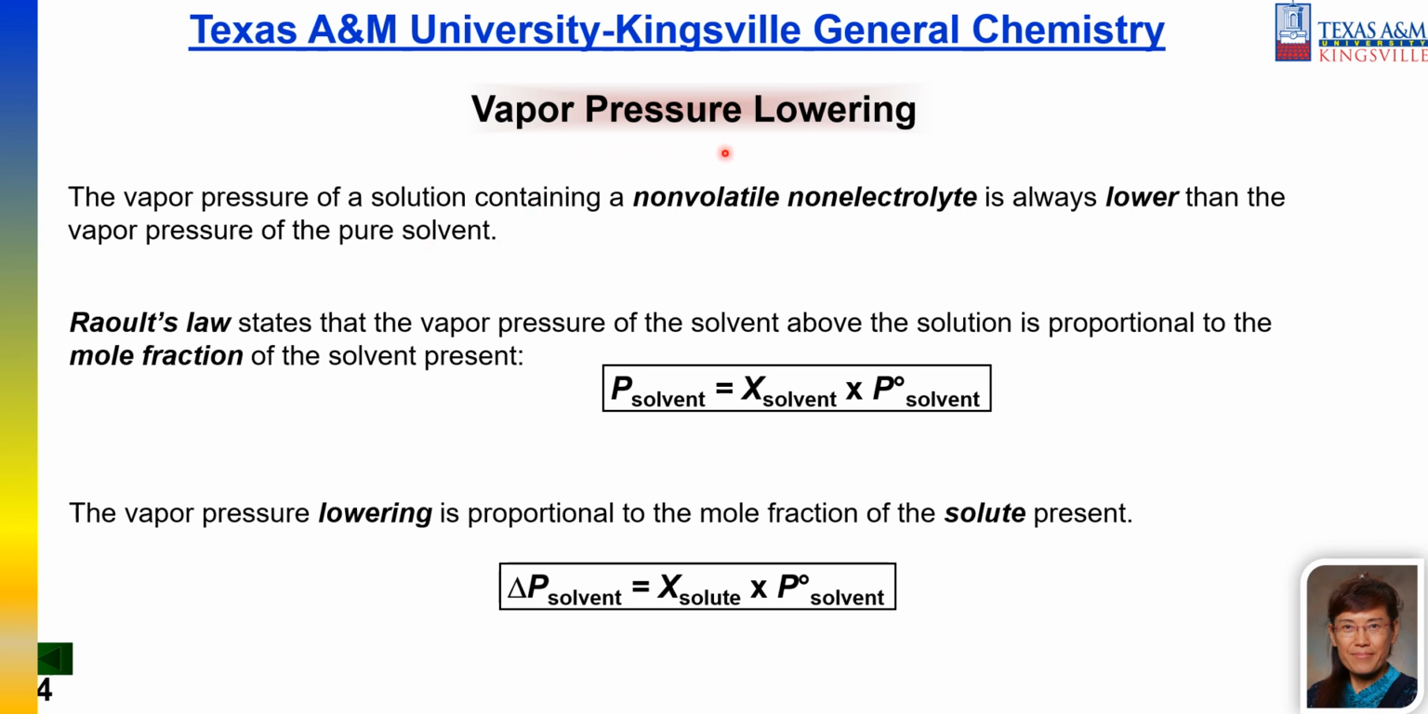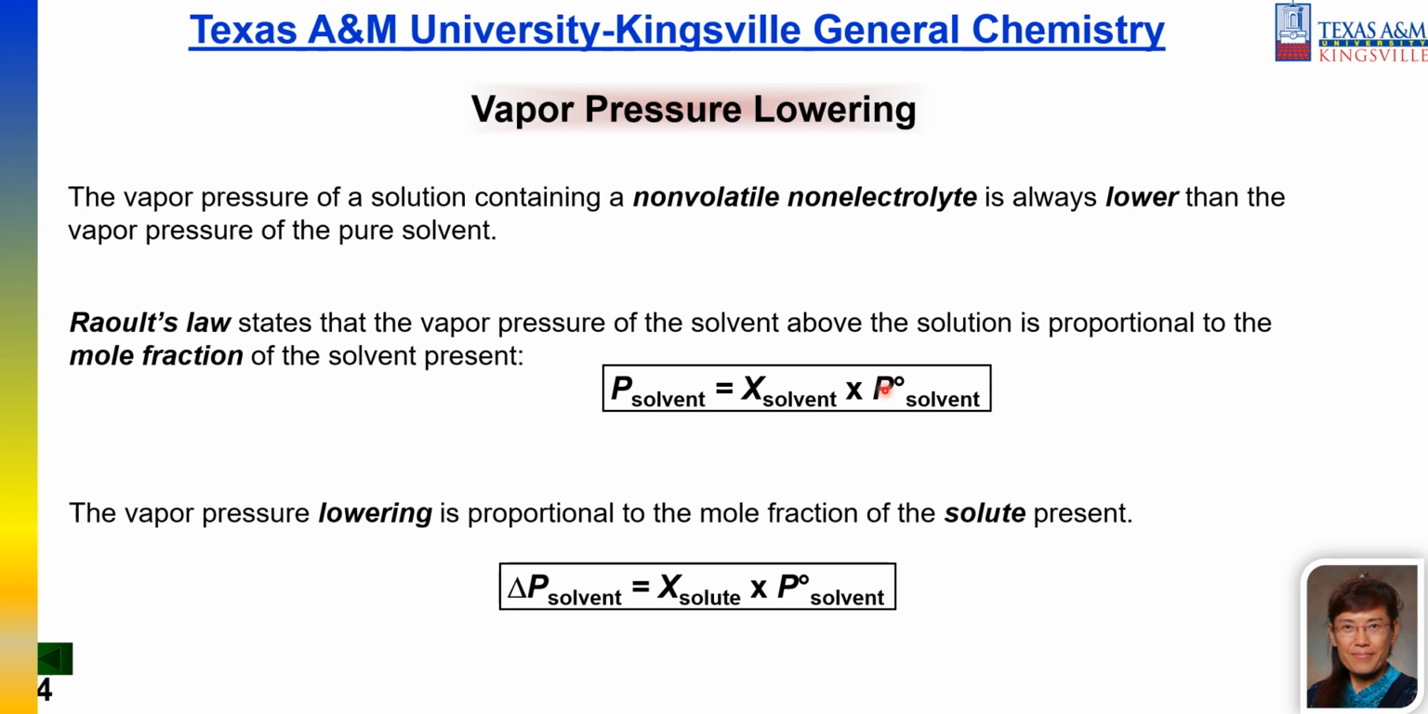About vapor pressure lowering, we need to know the vapor pressure of a solution containing a non-volatile non-electrolyte. We call this non-volatile non-electrolyte solution an ideal solution. Its vapor pressure is always lower than the vapor pressure of the pure solvent. If you have a pure solvent such as water, the vapor pressure for your solution is always smaller than that of the pure solvent.